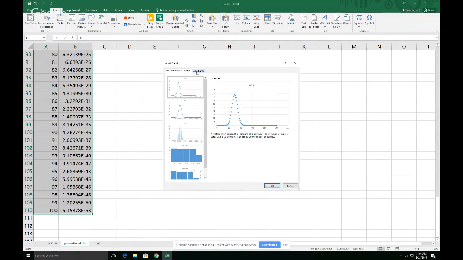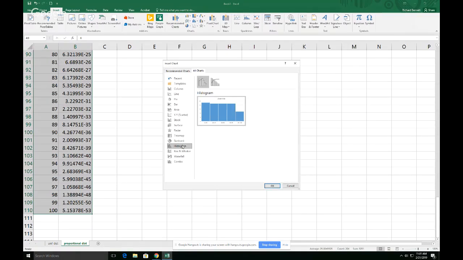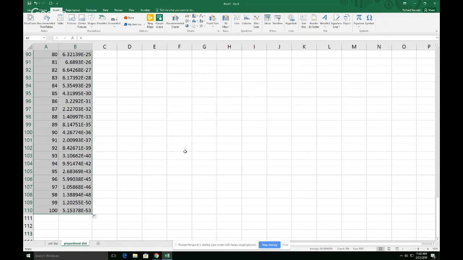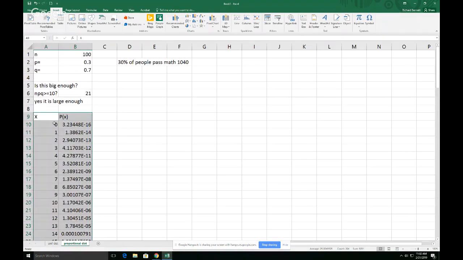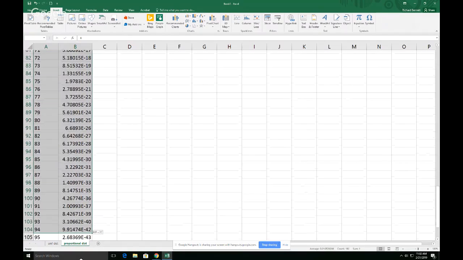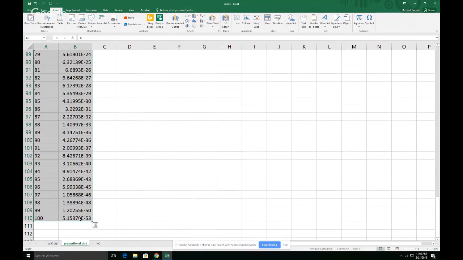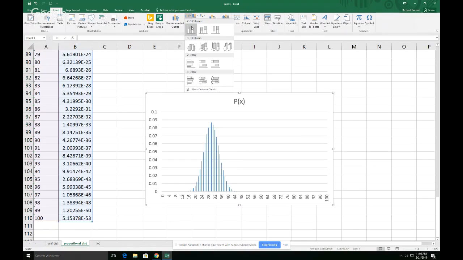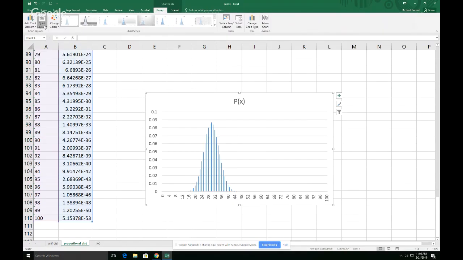I really don't like to use, I was afraid of that. Here, I need to fix something. Here's what I'm going to do. I'm going to do it my way because I can't trust Excel to do this right. Insert bar graph. Oh, look at that.